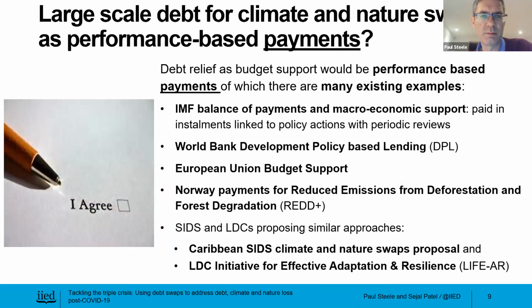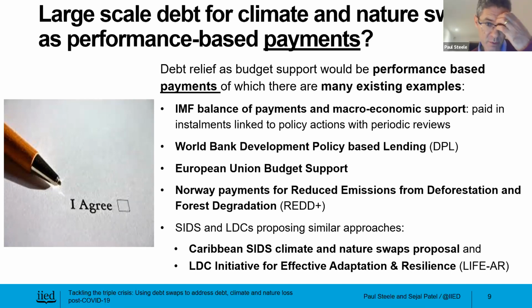Large-scale debt for climate and nature swaps as performance-based payments have many similar examples which we want to just explain. The IMF balance of payments and macroeconomic support, which many least developed countries and developing countries receive, is paid in installments linked to policy actions with periodic reviews by IMF staff. Similarly, the World Bank has something called the Development Policy-Based Lending Tool, where again, payments are made against policy commitments. Thirdly, the European Union provides budget support to many developing countries and makes that payment conditional on certain criteria.